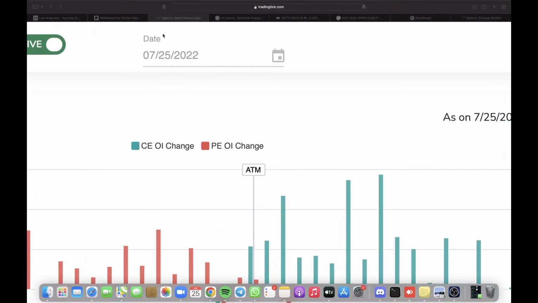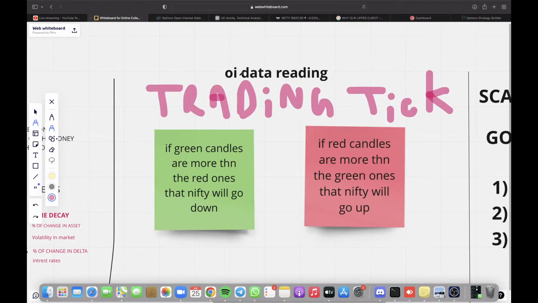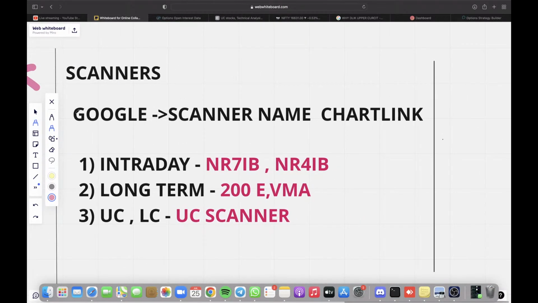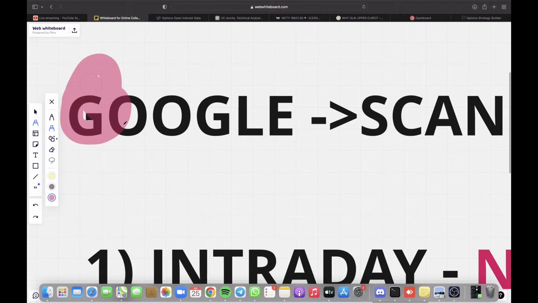So let's learn what actually the scanner is. So for that you need to open Google, right? You can open Google, right?